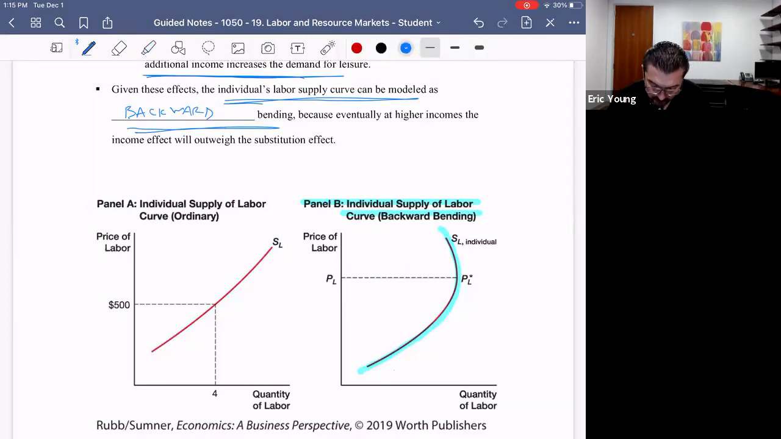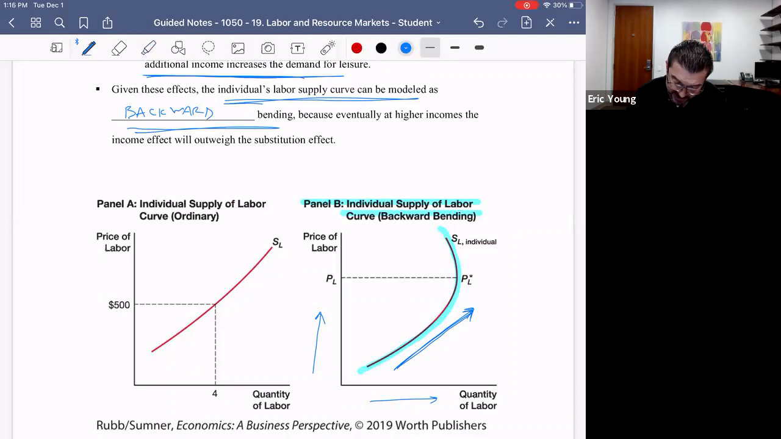Notice that in this first section, as wages go up, people will work more hours because they want to make more money and the opportunity cost of leisure goes up. So we leisure less and we labor more.